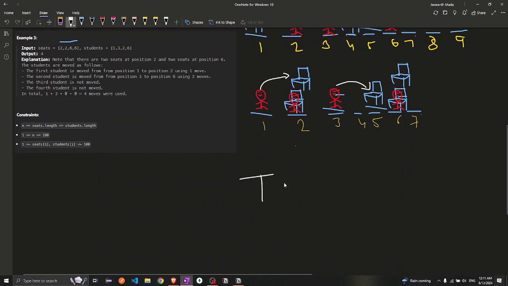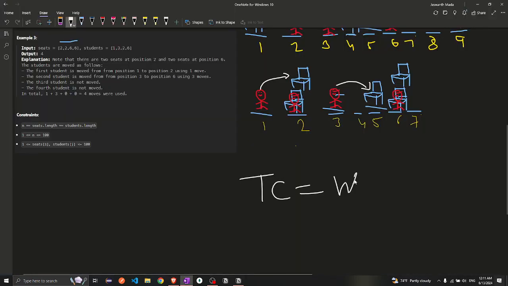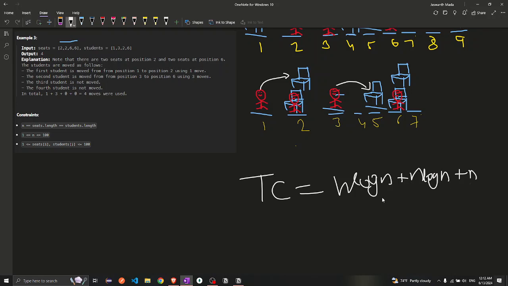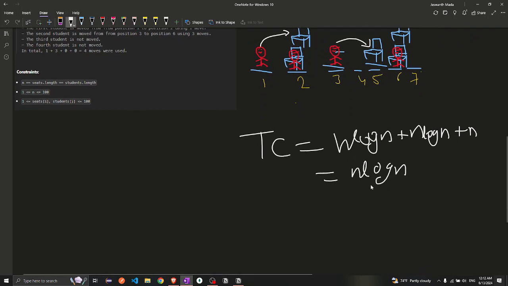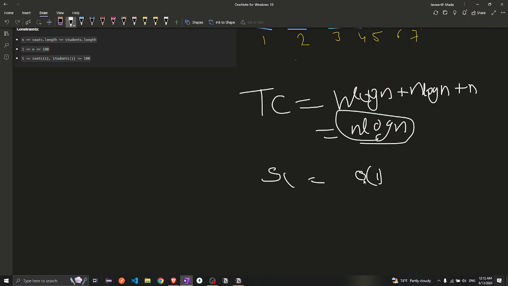And what are the time complexity and space complexity? The time complexity will be, for the sorting we'll be taking order of n log n. Since we are doing the sorting twice, we'll be taking order of n log n for this and n log n for this, and we are looping till the length of the array, which is nothing but n. So this is the time complexity, and we can simplify this, and we can write it in this way, since this is the worst time complexity that we can achieve. And when it comes to space complexity, we're not using any extra space, right? We're just using a variable which takes constant space, so the space complexity will be order of 1.